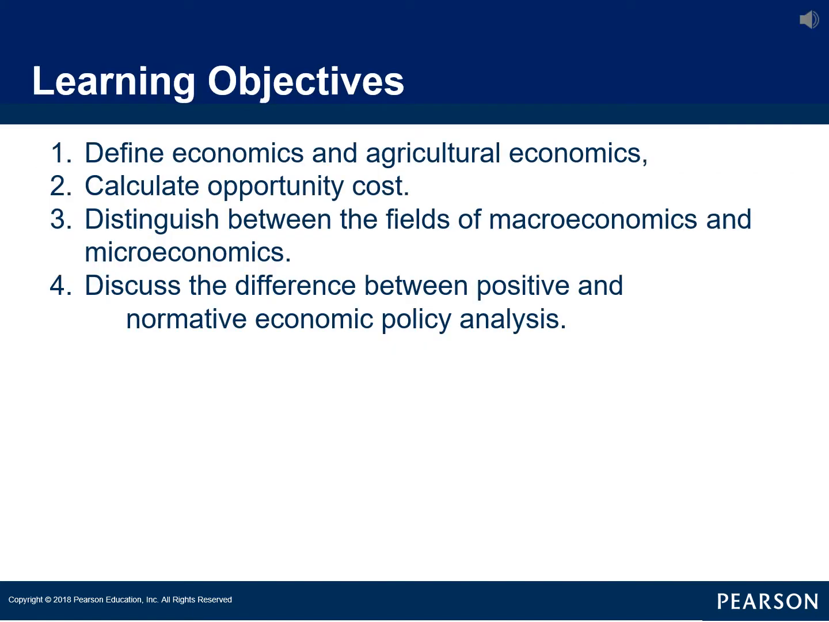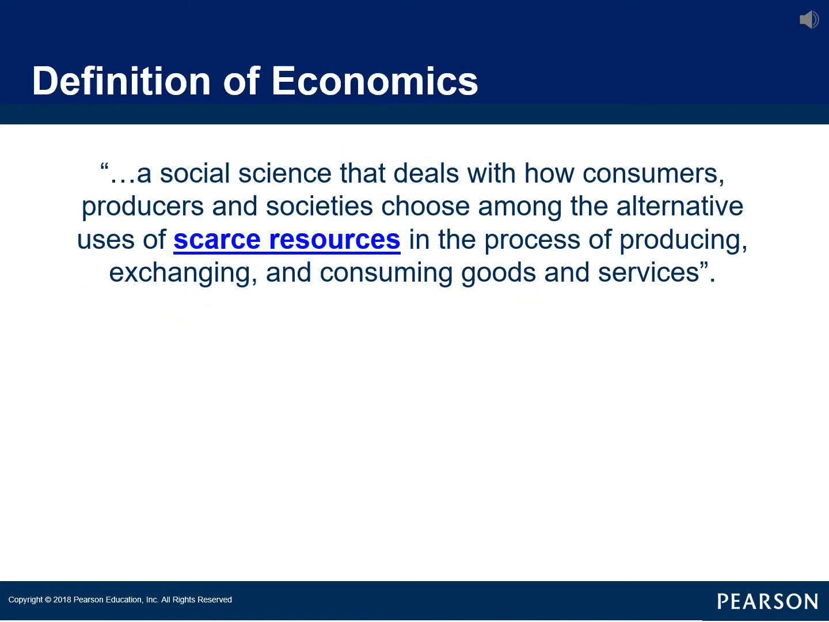Okay, so this chapter generally we are doing a little bit of overview, defining some terms, economics and agricultural economics. Also going to define macroeconomics and microeconomics. We're going to discuss the difference between positive and normative economic policy, as well as discuss and calculate opportunity cost.